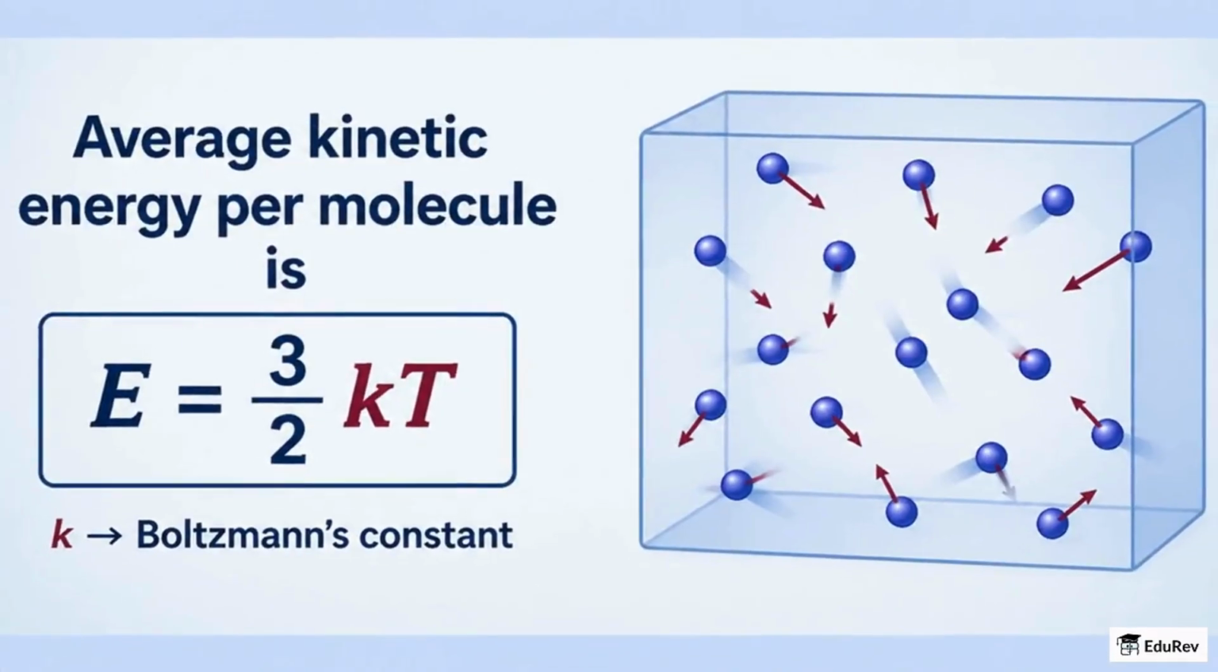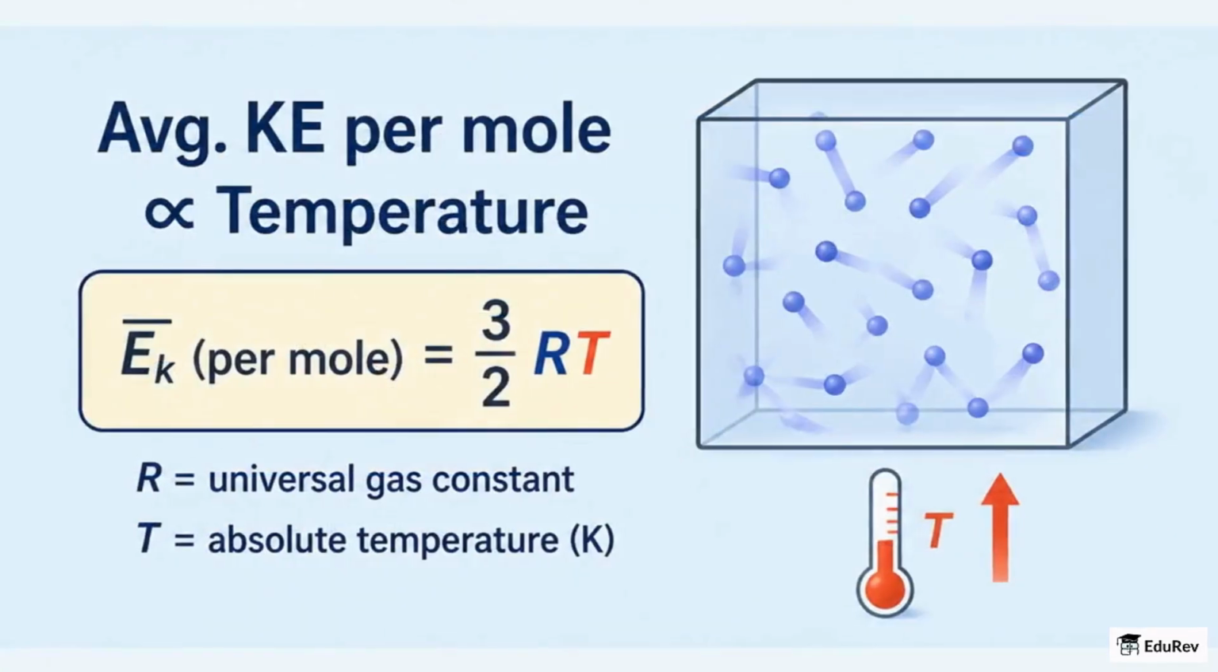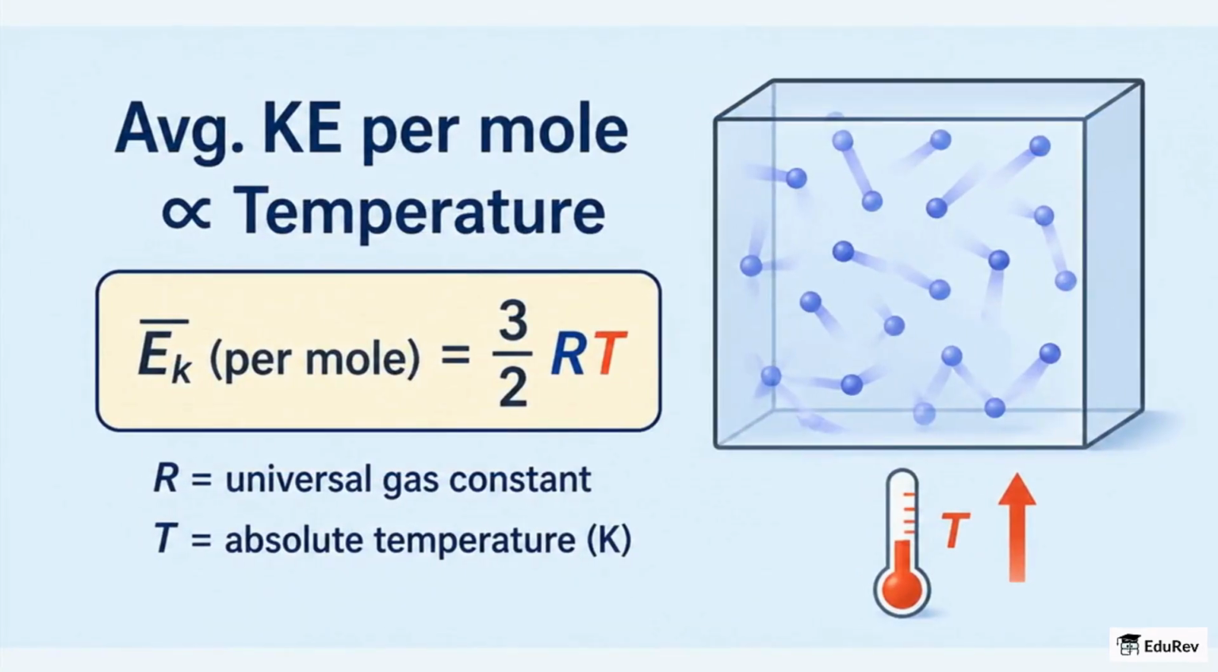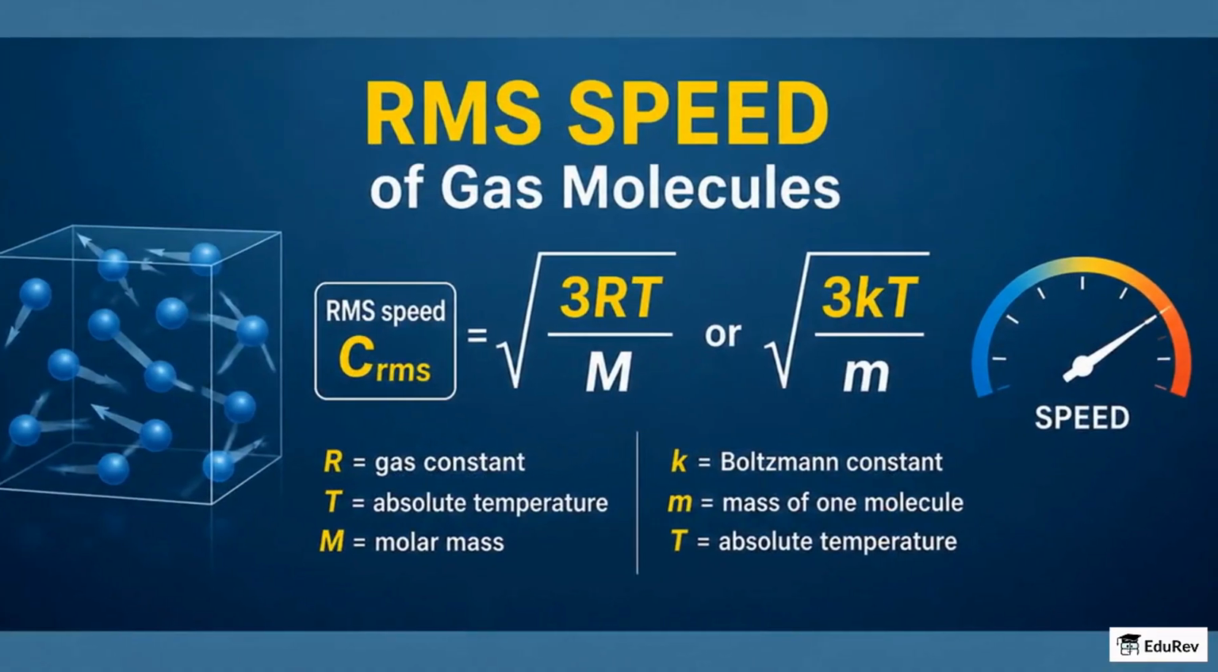The average kinetic energy per molecule is E equals 3 divided by 2 times k times T, where k is Boltzmann's constant. Per mole, the average kinetic energy is 3 divided by 2 times R times T. So kinetic energy is directly proportional to temperature. The root mean square speed, that is the RMS speed, equals the square root of the quantity 3RT divided by M, or equivalently, the square root of the quantity 3kT divided by m.